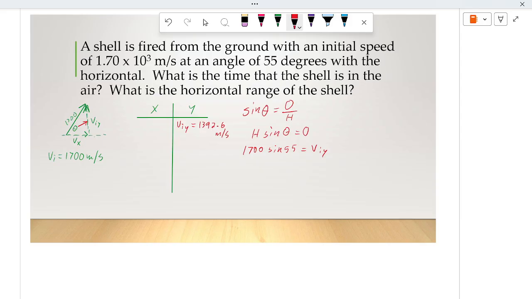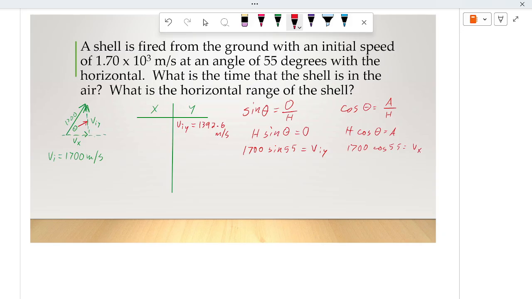Now, let's go ahead and do the exact same thing, but with our cosine function. So cosine of theta is the adjacent side divided by the hypotenuse. So again, hypotenuse times cosine theta equals the adjacent side, and so 1,700 cosine 55 equals our velocity in the x dimension.